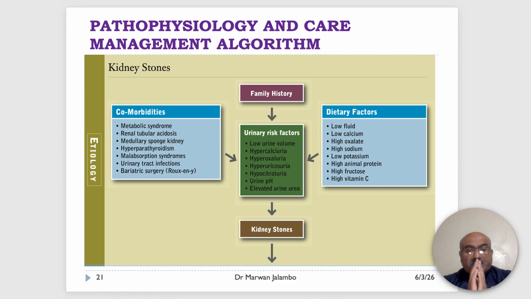The convergence, urinary risk factor. Whether it's your family history, your medical condition, or your diet, they all combine to alter the chemical makeup of your urine. This creates a perfect storm in the kidney. Low urine volume, not enough water to dilute the minerals. Hyperoxaluria, hypercalciuria. Too much calcium means too much oxalate and uric acid in the urine.